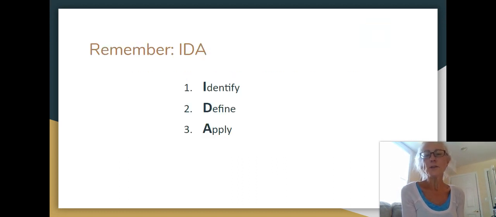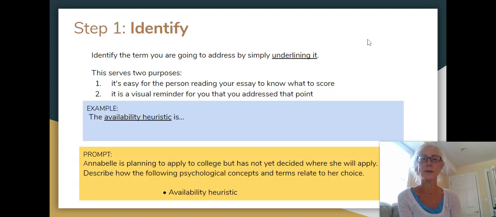And again, we're going to use a method called IDA: identify, define, and apply. And if you follow the IDA format, you can be very successful in responding to FRQs for the AP Psychology exam. The first step is really, really easy. It's called identify. You are going to identify the term you are going to address by simply underlining it.